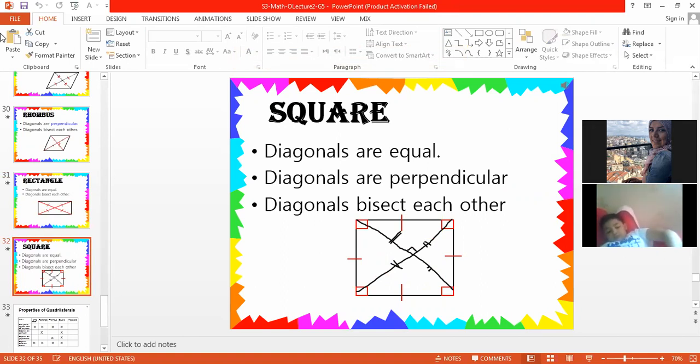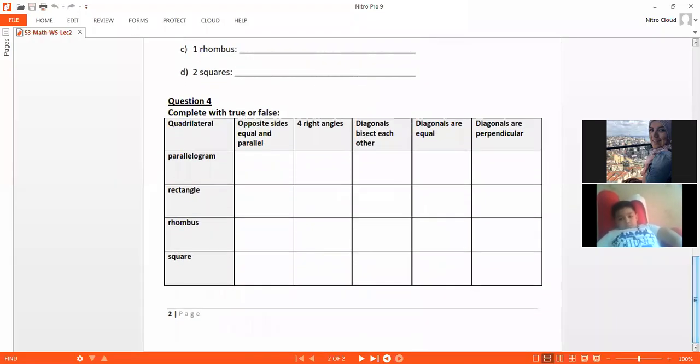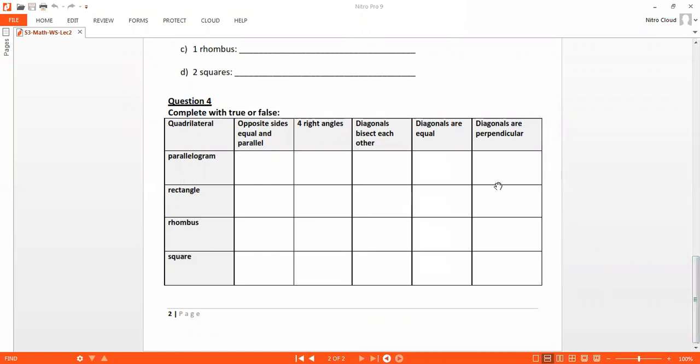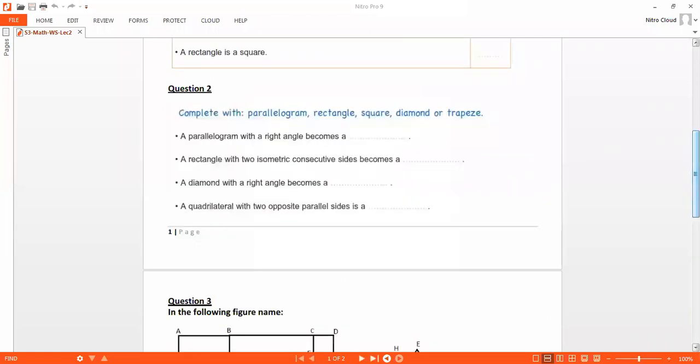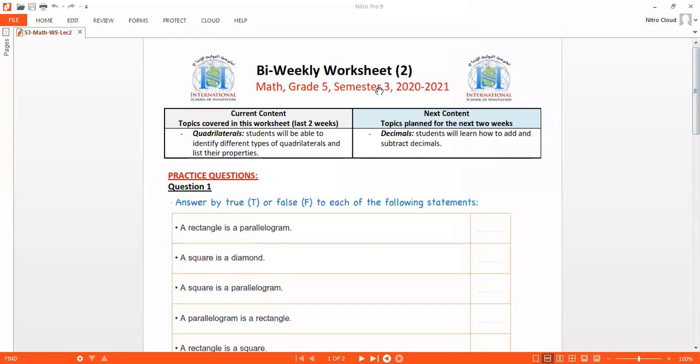Now I want to start with the worksheet. I'm going to start specifically with the last part directly, because the last part talks about the diagonals. I want you to look at this table. Miss, we will solve only this? No, of course, I'm going to solve the whole worksheet. Let us start with the worksheet from the beginning. So I'm going to pick you randomly to answer these questions. I'm going to start first with Mahdi.